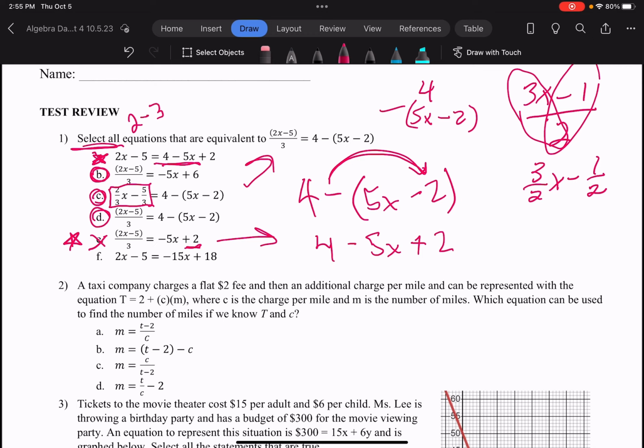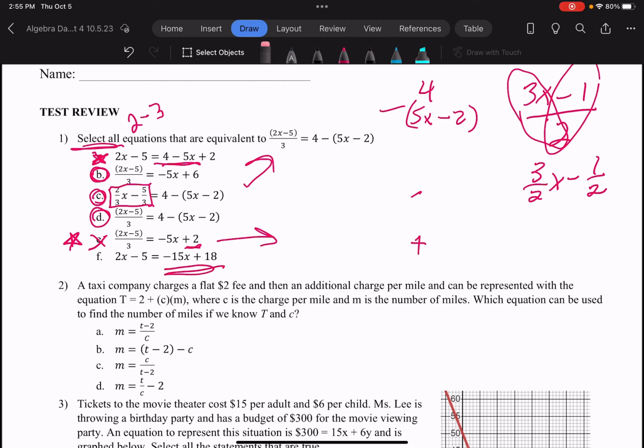And lastly, letter F says 2x minus 5 equals negative 15x plus 18. So this is similar to the first one, except it looks like they did in fact do something to this right side. So we discovered that the right side was also equal to negative 5x plus 6, and it looks like what they did is they multiplied the whole thing by 3. And so when they did that, right, the 3 over 3 canceled out. They didn't multiply this one by 3, sorry, that looks confusing.